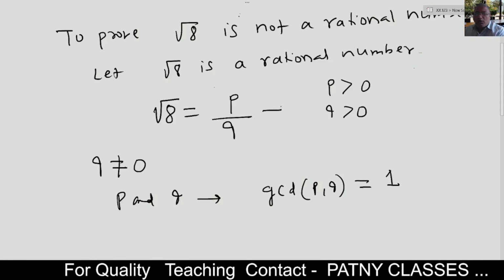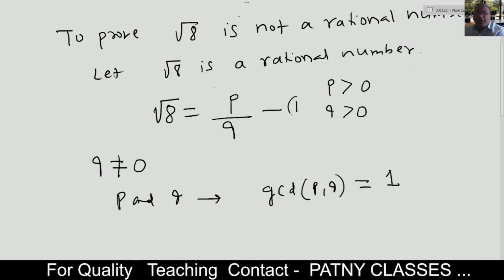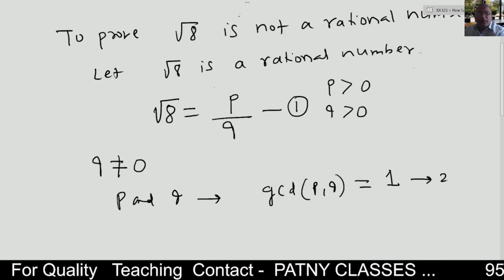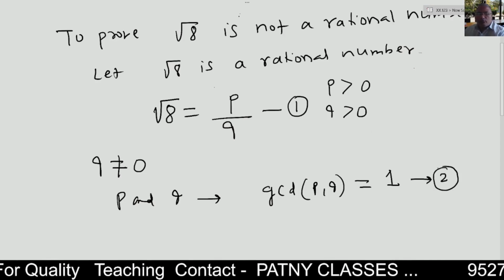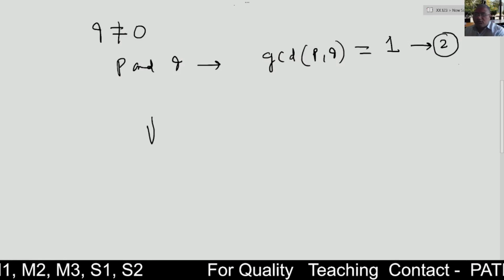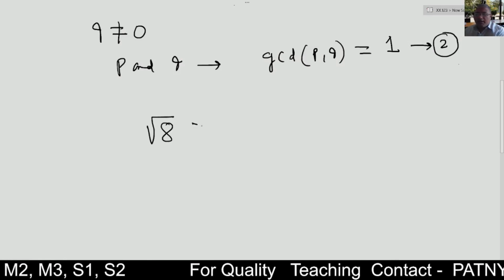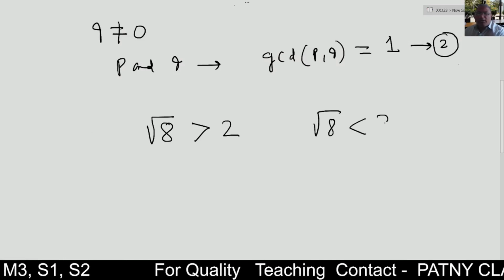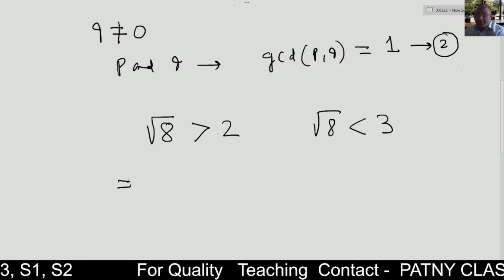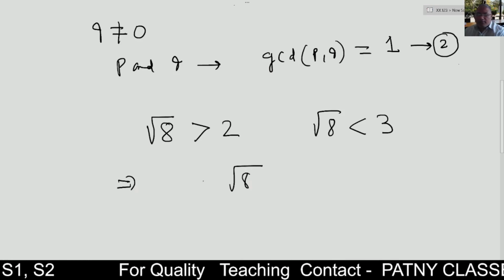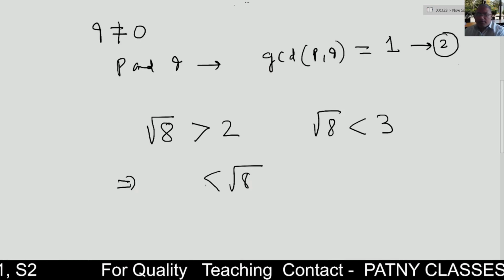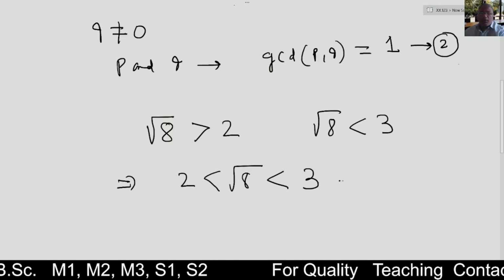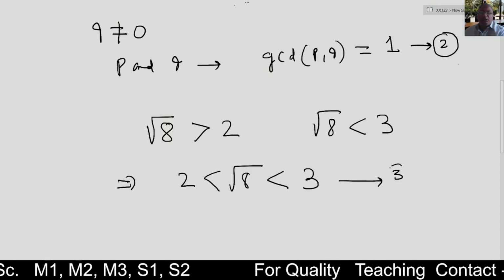Let us call root 8 equals p upon q equation 1, and GCD of p and q equals 1 equation number 2. Since we know that root 8 is greater than 2 and root 8 is smaller than 3, root 8 is greater than 2 and less than 3. Let us call this equation 3.